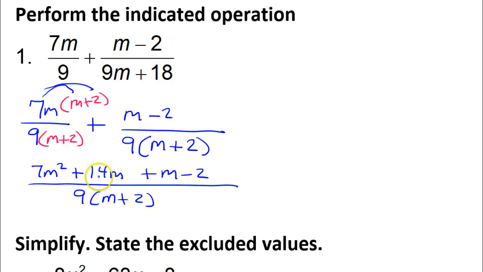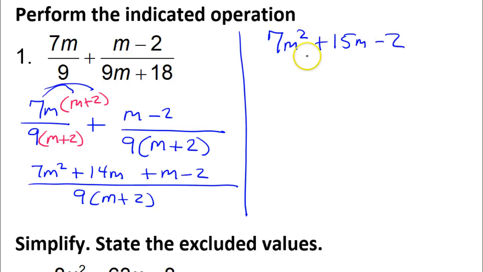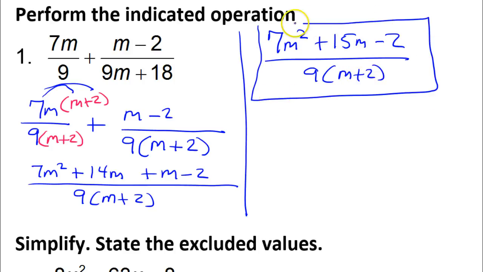We do have some like terms here, 14m plus m, that's 15m. So that will, in the end, give us 7m squared plus 15m minus 2 over 9 times m plus 2. So this is going to be the answer. You should try to factor this just in case there's an m plus 2 up there.